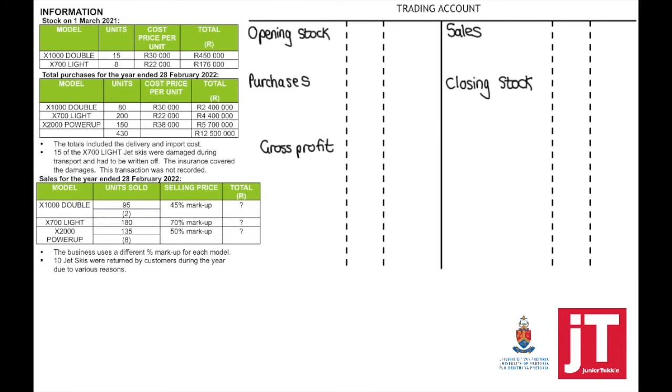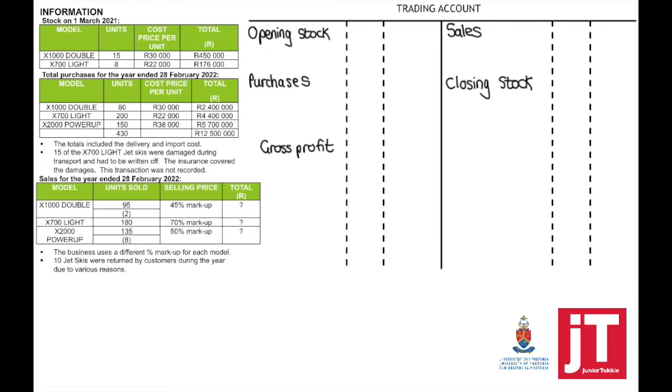If we look at the trading account, we would always have opening stock plus purchases plus carriage on purchases plus any other additional cost minus the closing stock. Remember, that equals the cost of sales. On the credit side, we have sales. So now if I take sales plus closing stock minus everything on the debit side, it will provide us with the gross profit. This is just to recap.